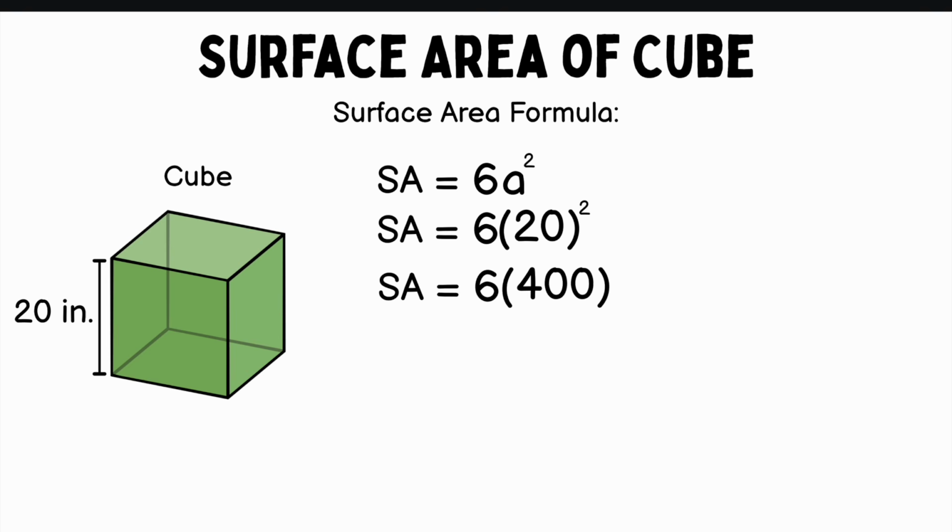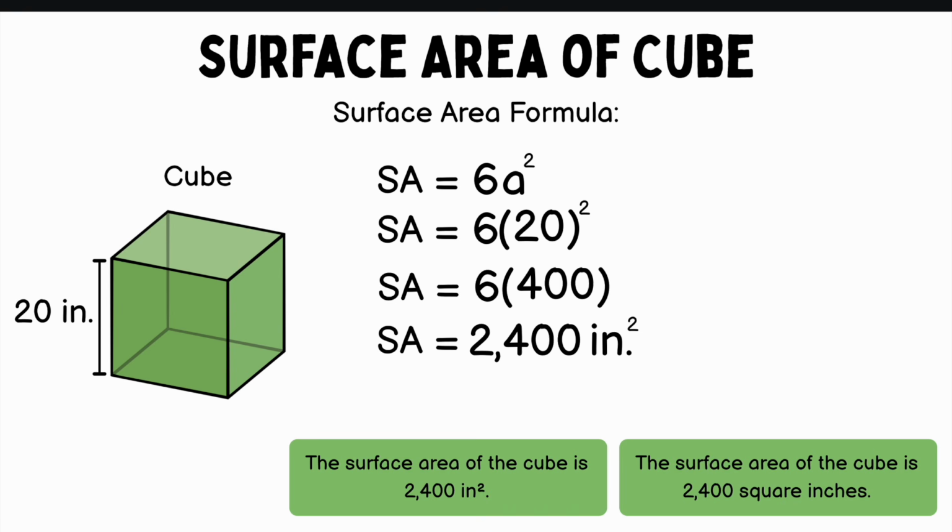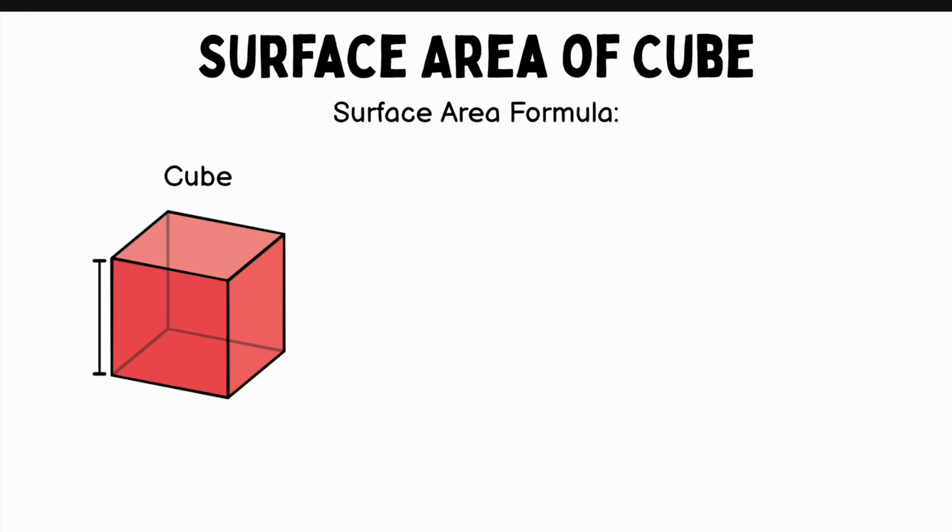Let's bring down the 6. Surface area equals 6 times 400. We know 6 times 4 is 24 and we need to append the 2 zeros. Surface area equals 2,400 inches squared. We can say that the surface area of the cube is 2,400 inches squared. Or we can say the surface area of the cube is 2,400 square inches.